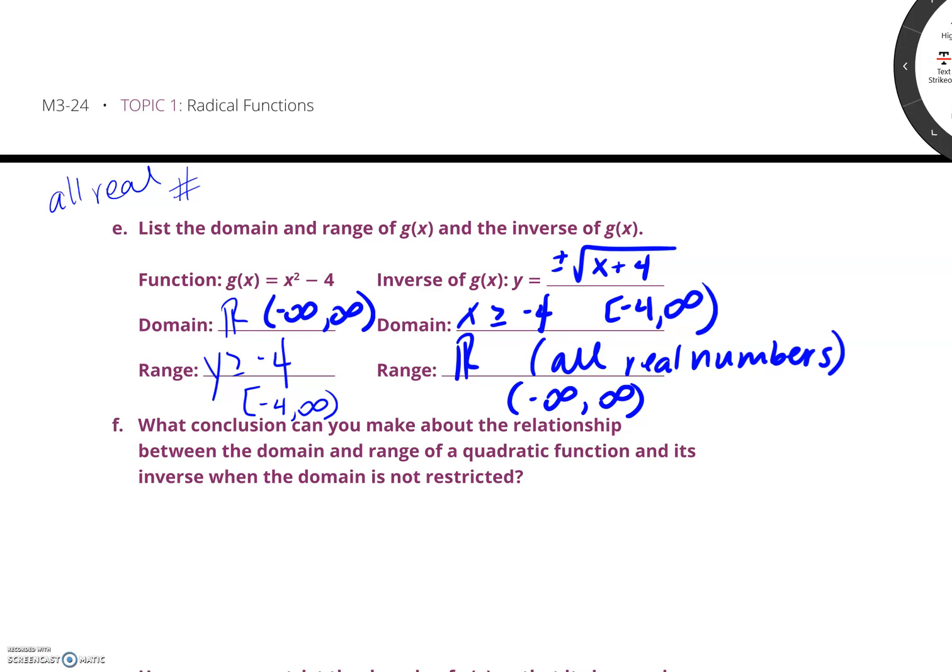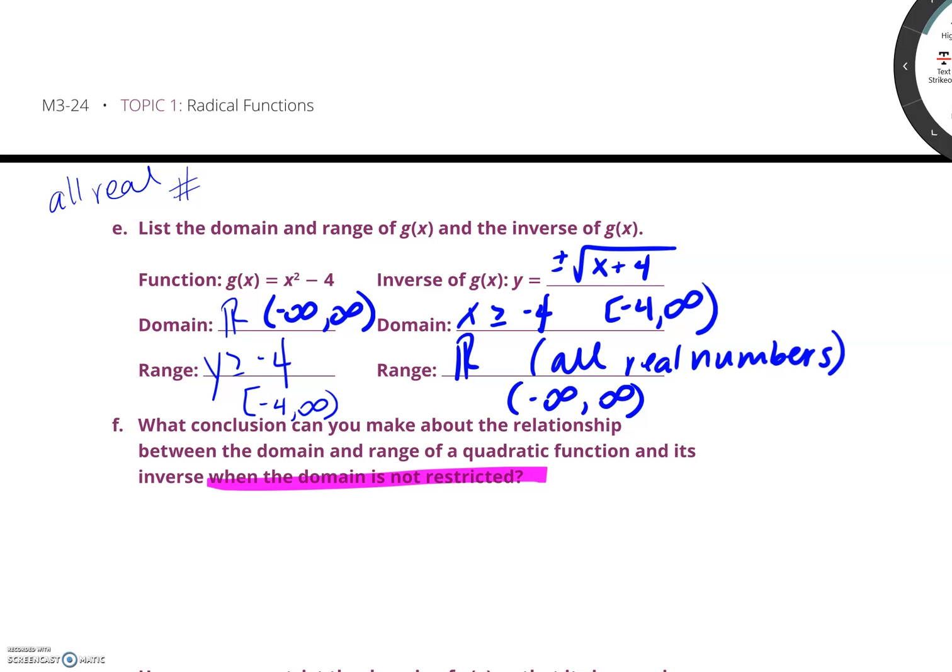So what conclusions can we make about the relationship between the domain and range of the quadratic function and its inverse? This is the important part. I'm going to highlight it. When the domain is not restricted. So right now our domain is not restricted. We'll talk about it in the next video when we restrict that domain. But just internalize it, look to see what we have here.